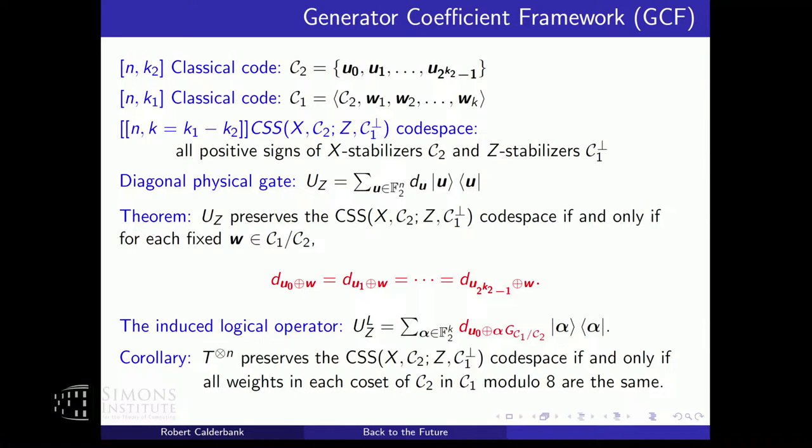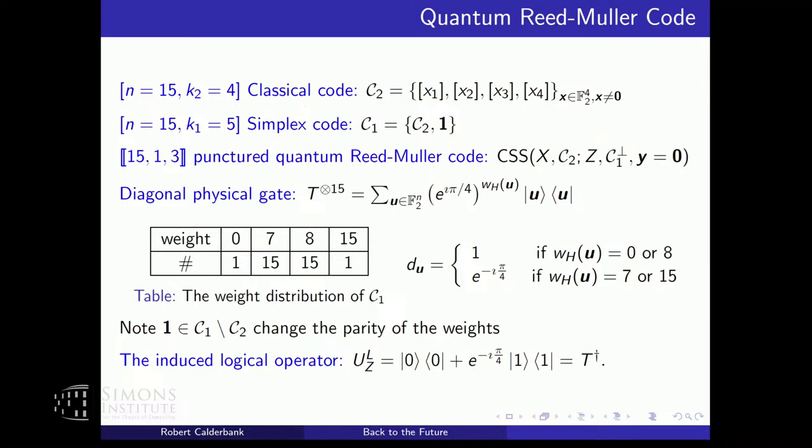Here's an example, the quantum Reed-Muller code. That's the classical code, and that's the simplex code. Here, sitting in the simplex code, all the weights are divisible by 8. If you're in a coset, they're all congruent to 7 mod 8. And when you go through this framework with a T gate, this is what happens. You get a T dagger. All right, so that's just a picture.